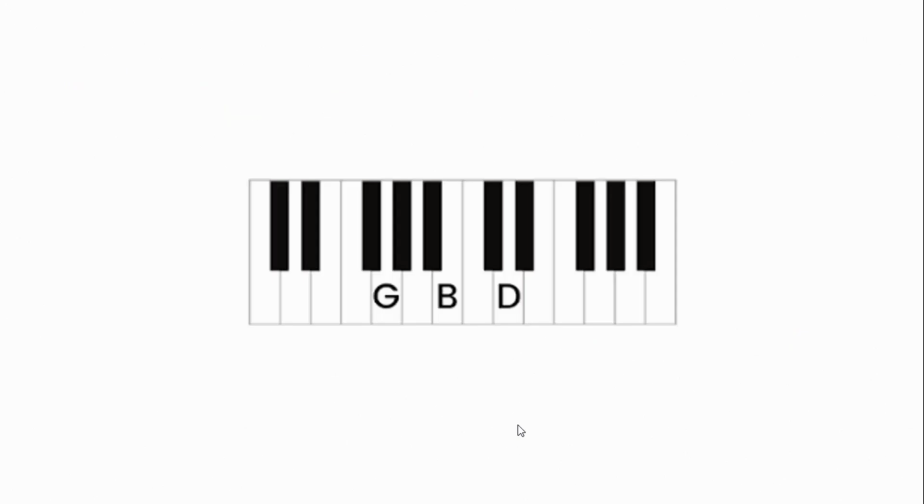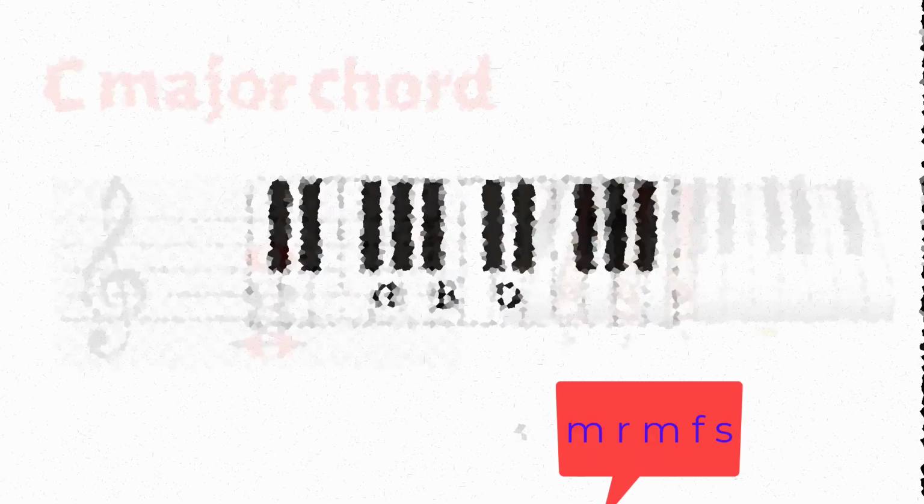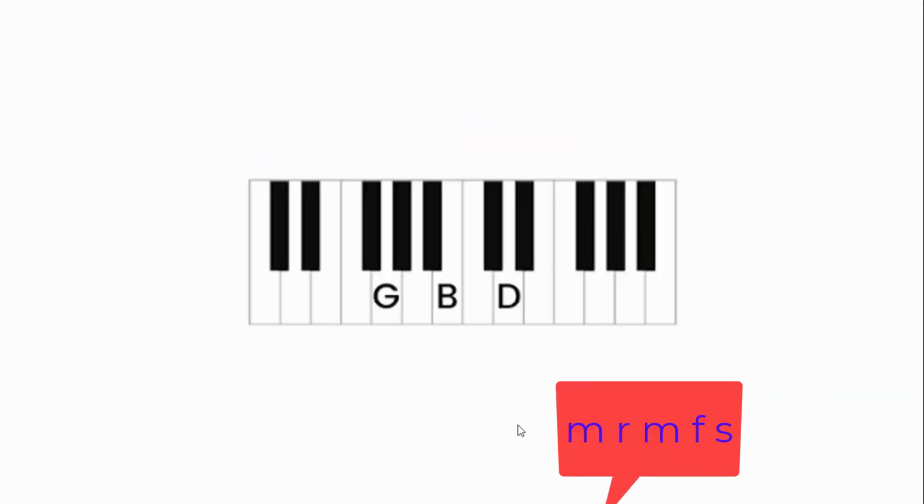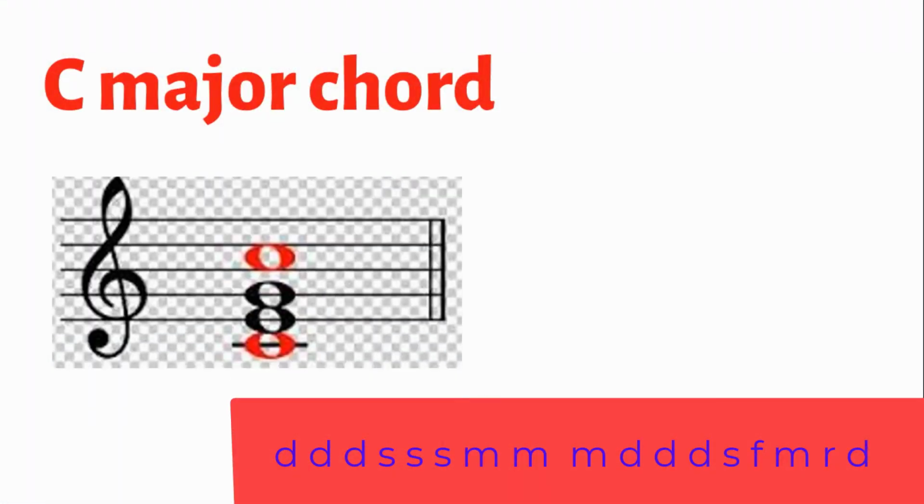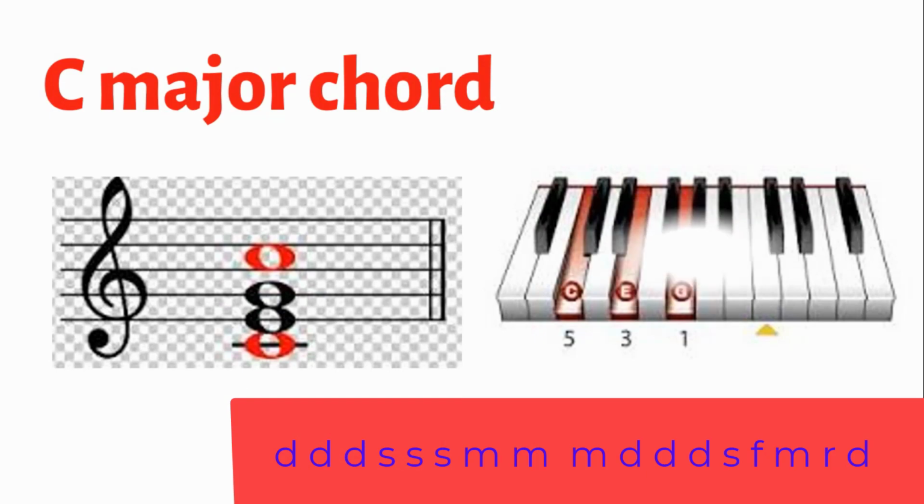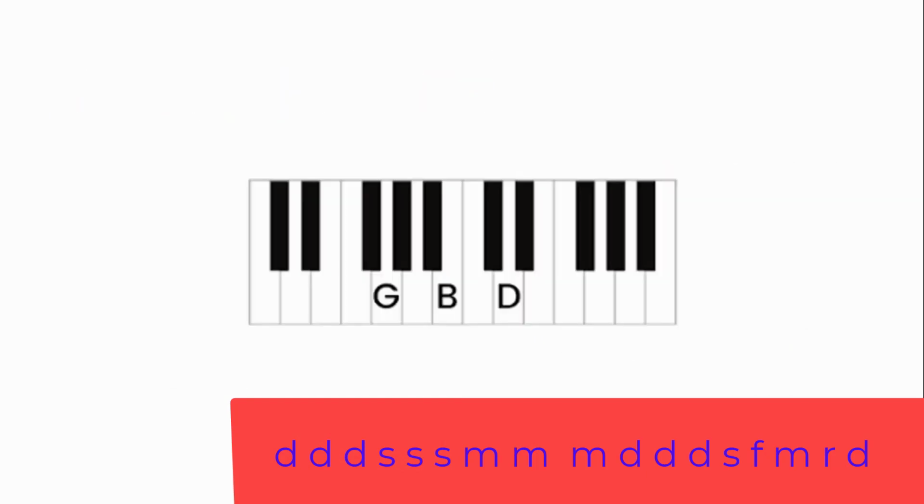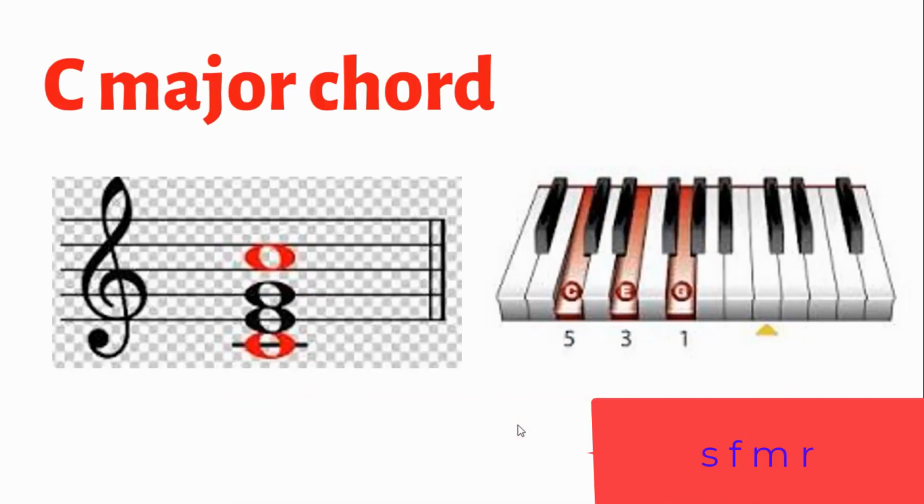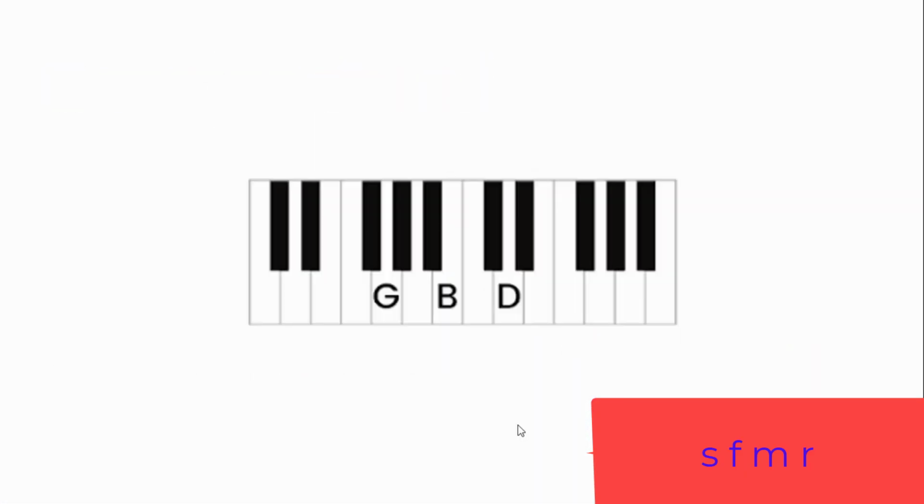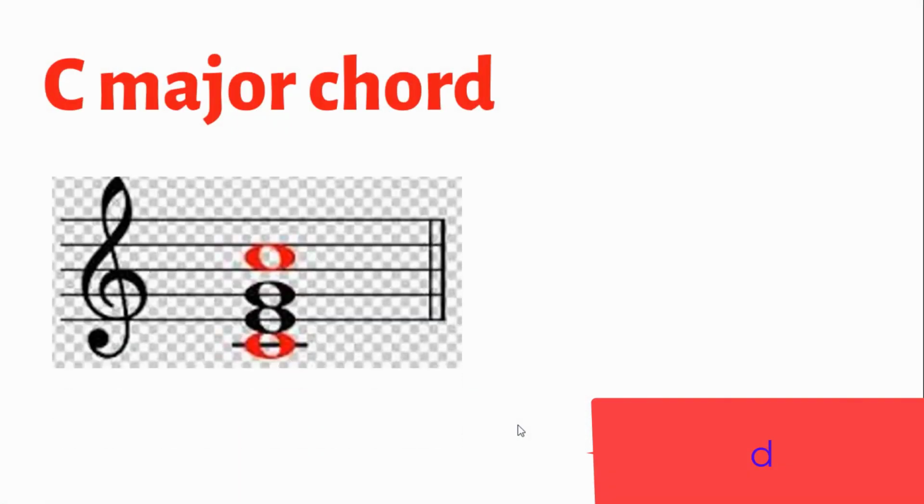Go to your chord 5 and play mi, re, mi, fa, sol. Then go back to your chord 1 and play do, do, do, sol, sol, sol, mi, do, do, do. Then change to chord 5 and play sol, fa, mi, re. Then back to chord 1, do.